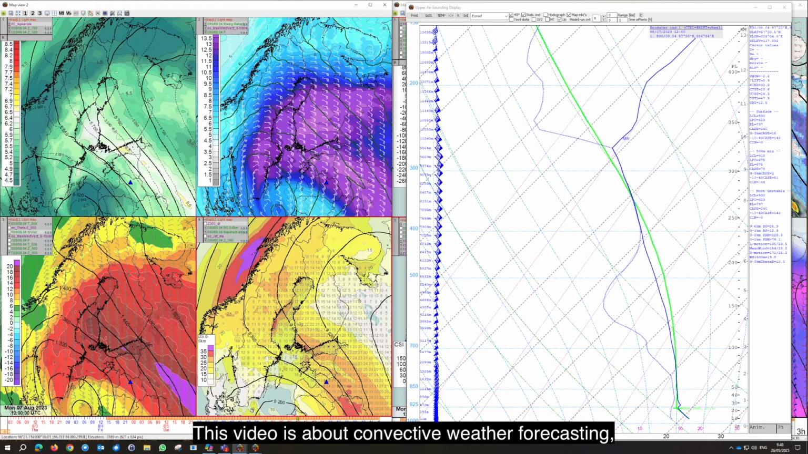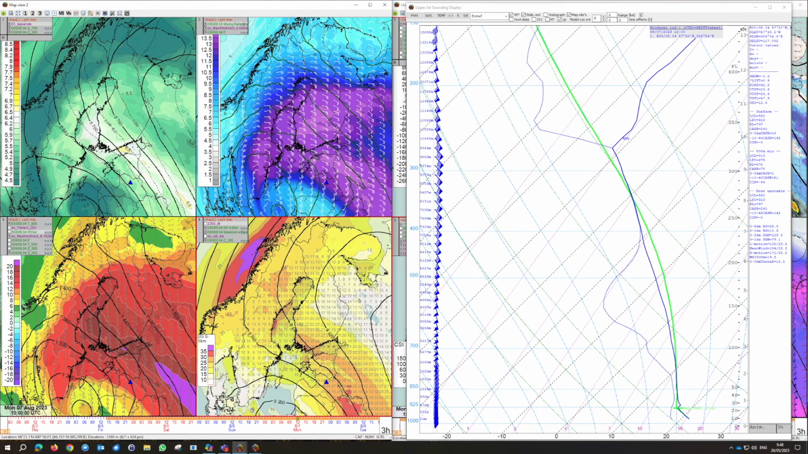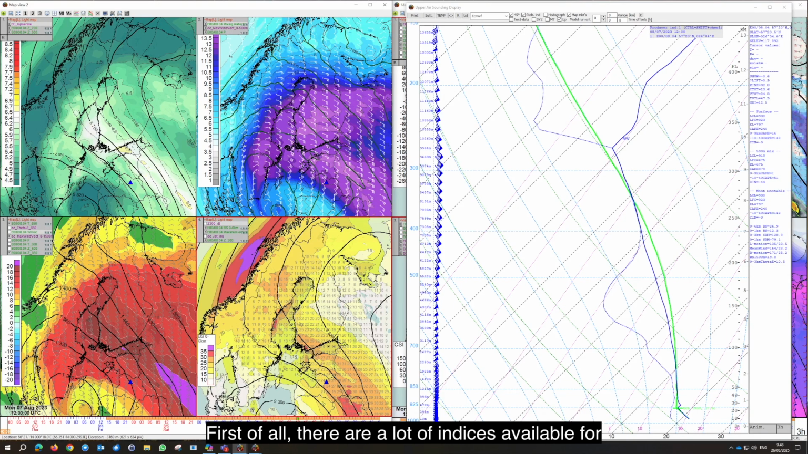This video is about convective weather forecasting. So we are talking about the thunderstorms and the related phenomena. First of all, there are a lot of indices available for you to use that should help you to forecast convection, but those indices are generally not good. So it's best not to use them, basically at all. They are always lacking one component of ingredients needed to produce convection.